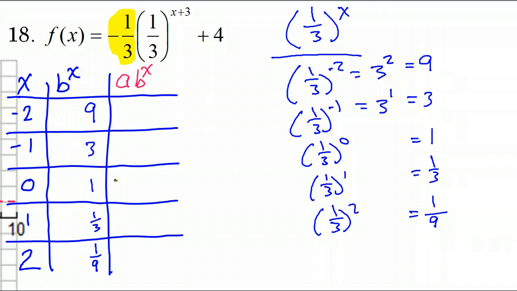So there you go. Now it is time to do the third column where we do a times b to the x power. So we multiply everything by the a value, which in this case is -1/3. So I am going to take this and multiply it by -1/3, and I'm going to do that to every term.